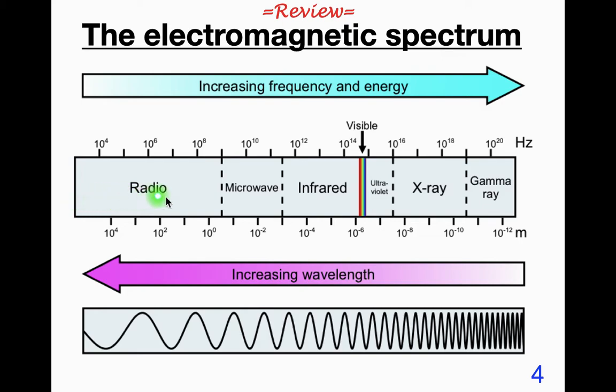This again is the electromagnetic spectrum, and these two opposing arrows give us different information. As we go from the left to the right on the top here, going from radio waves all the way to gamma rays, we have an increase in frequency and an increase in energy. Going in the opposite direction, we have an increase in wavelength. So you can see that.